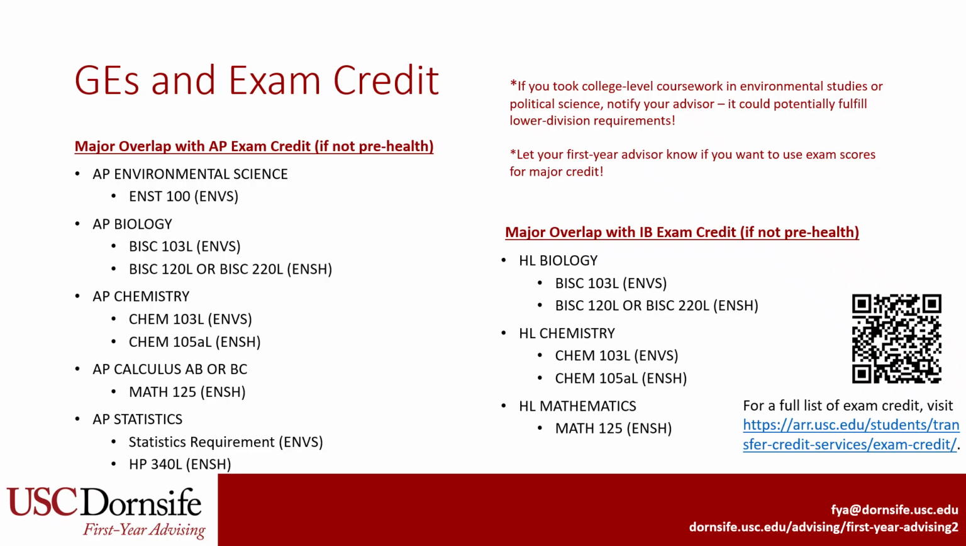That said, a score of 4 or 5 on AP Environmental Science, biology, chemistry, calculus, or statistics can fulfill the requirements listed here for the environmental studies and environmental science and health majors. Similarly, higher level IB exams with scores of 5, 6, or 7, if you are not pre-health, can be used to fulfill the BISC, Chem, and Math requirements that are listed here.